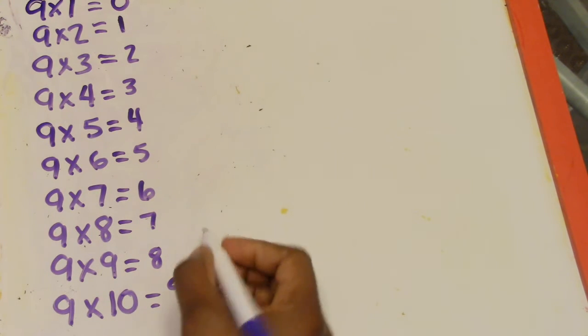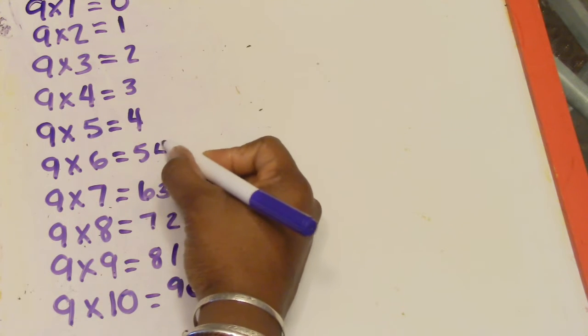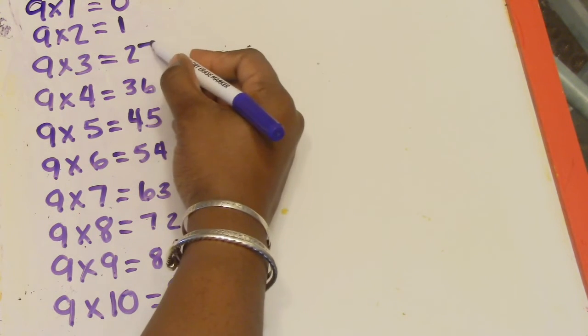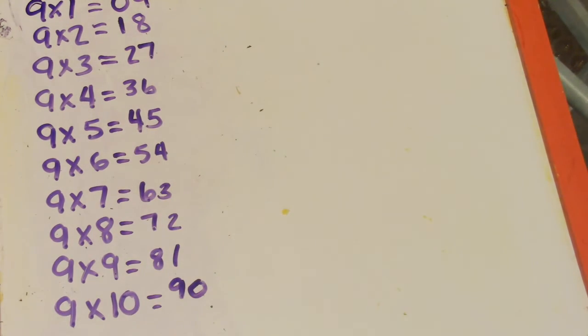Now 0 through 9 all the way back up. 0, 1, 2, 3, 4, 5, 6, 7, 8, 9. There you have it, your 9 times tables.